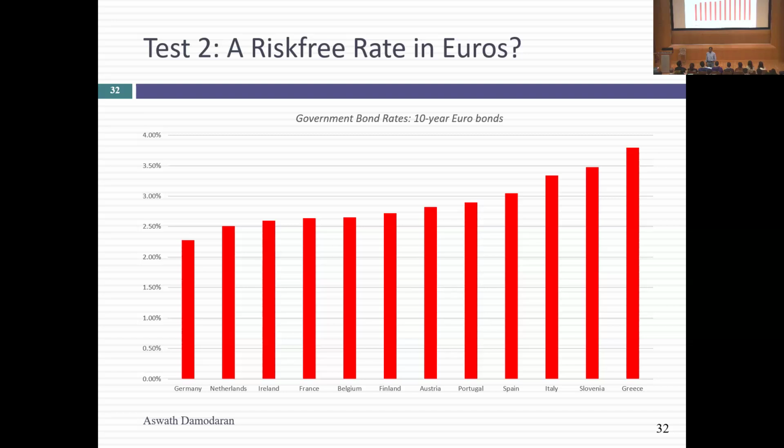Why are rates different? I mean, they're all 10-year bonds. They're all in euros. What's causing the rates in Greece to be higher than the rates in Spain, to be higher than the rates in Italy, to be higher than the rates in Germany?